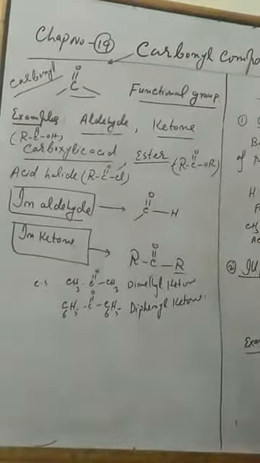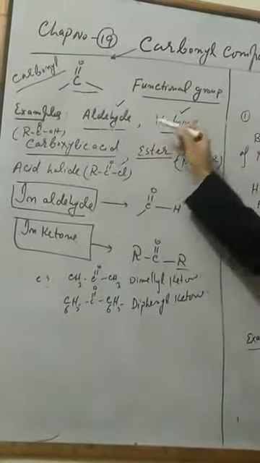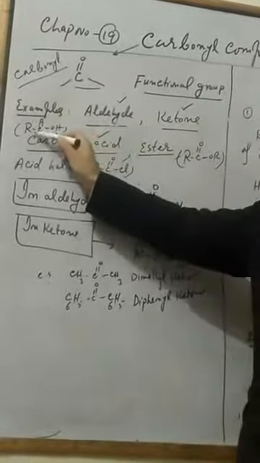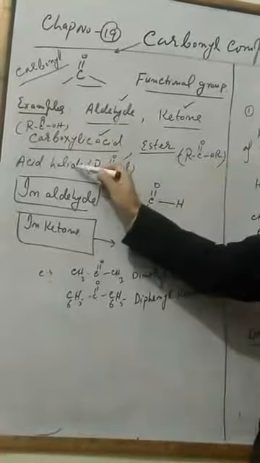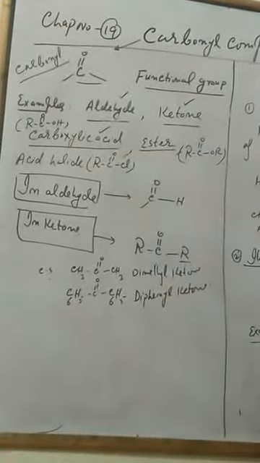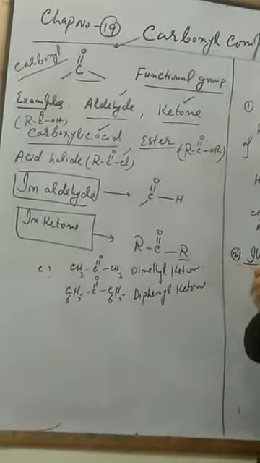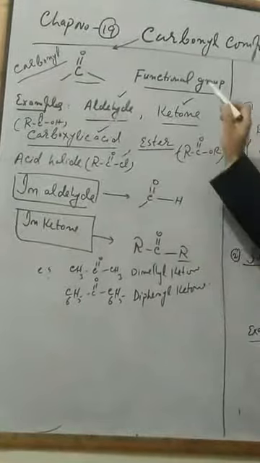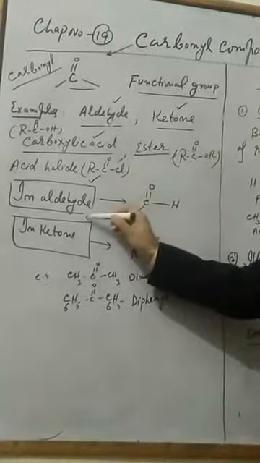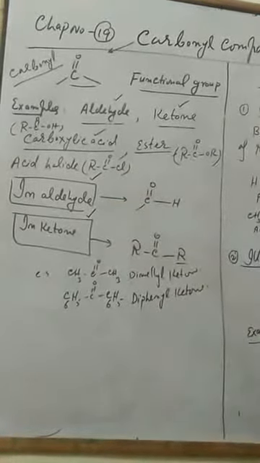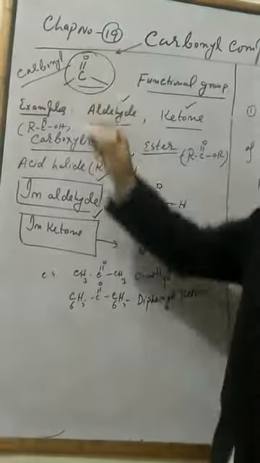So we have a large number of carbonyl compounds that include aldehydes, ketones, carboxylic acids with this general formula, esters with this general formula, acid halides with this general formula, acid amides, and so on. There are a large number of carbonyl compounds, and just a few examples are here. Now, the main topic which we'll discuss is aldehyde and ketone. Both of them contain this carbonyl functional group.